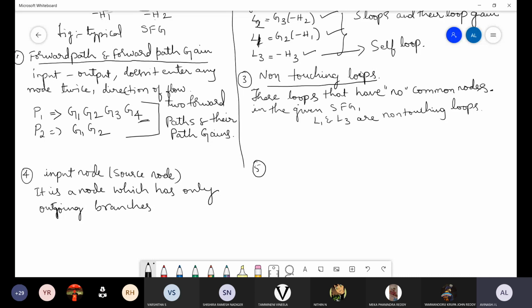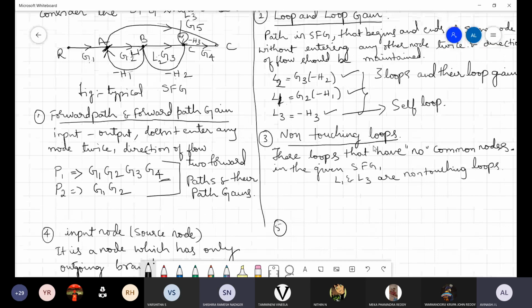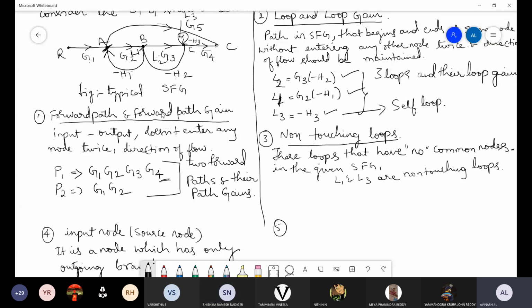So outgoing branches means what? I am the input node, I can say. From myself, the signals will go outside. The signals will not come to me because I am the source. Yes or no? All of you agree? Yes, sir. So here, in this particular signal flow graph, only R is the input node. The signal is going outside from R. There is no signal which is coming into R. That is why clearly we can say that R is the source node or input node.